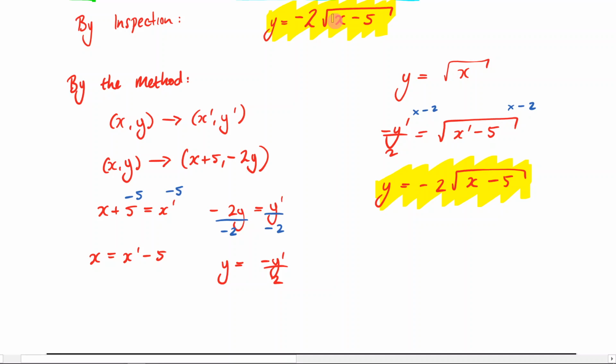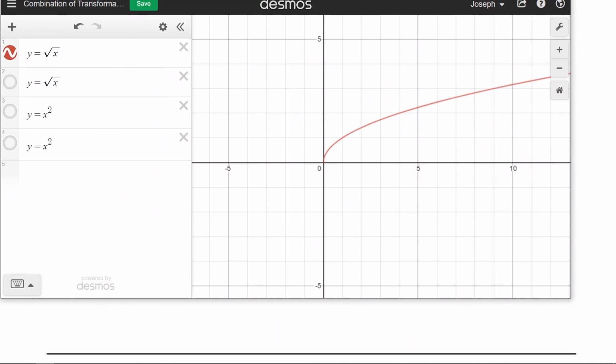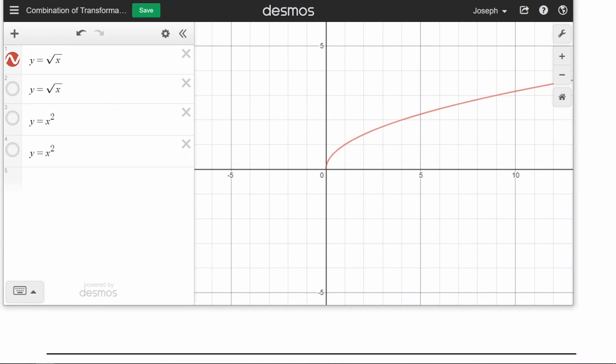I also want to show you what this actually looks like if we were to graph it. So if I was just to bring down Desmos here for a second, and as you can see there, I've already just sketched what we're starting with, and that is the square root of x.